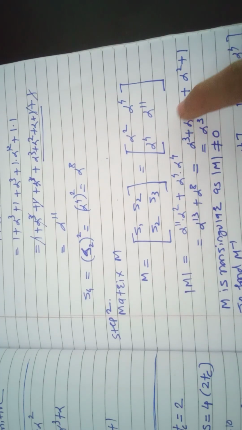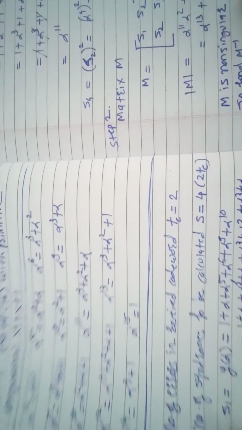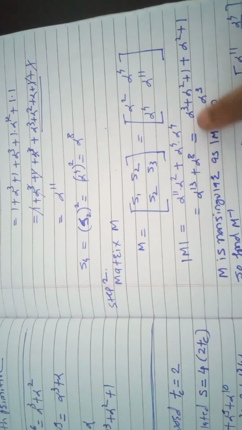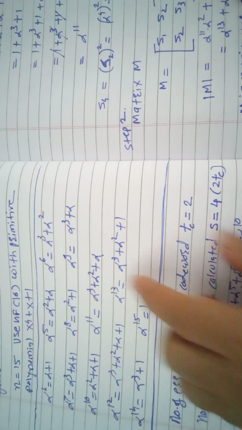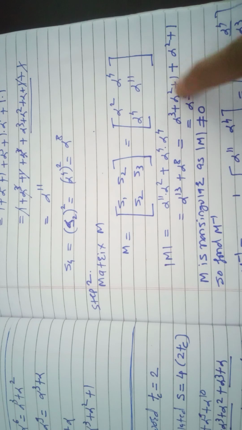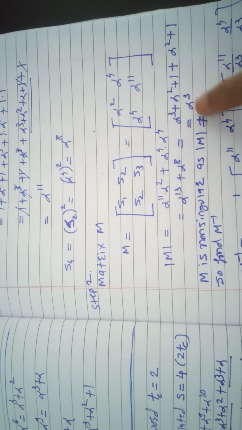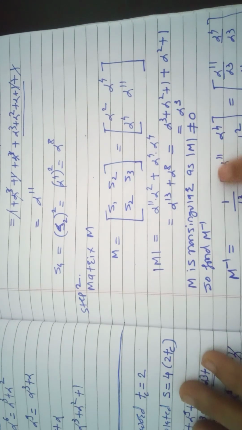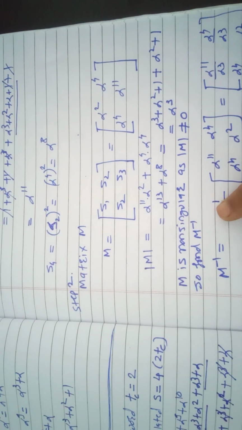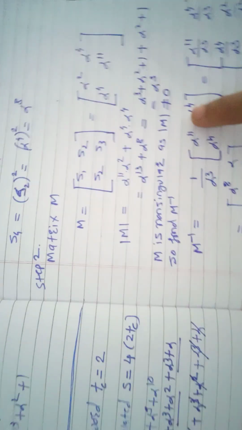13 is equal to alpha cube plus alpha square plus 1. Alpha 13, alpha cube plus alpha square plus 1. Then alpha 8. Alpha 8 is equal to alpha square plus 1. So similar terms, alpha square and 1, get cancelled out. Remaining is alpha cube. So mod M is not equal to 0. So it is non-singular. So find M inverse. So you can find the inverse of matrix M.